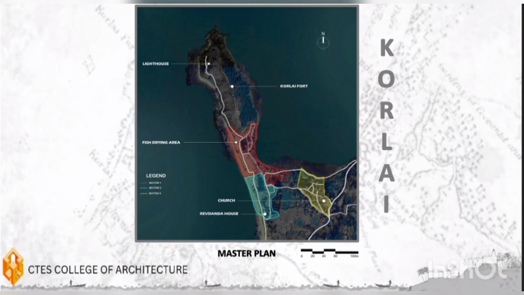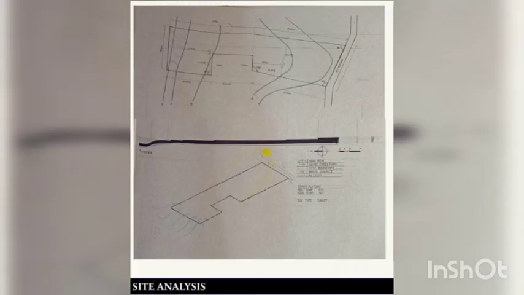So we will go on to another slide. As we can see, there is a site analysis. The site is a contour site with 5 levels. It has a 1 meter drop.